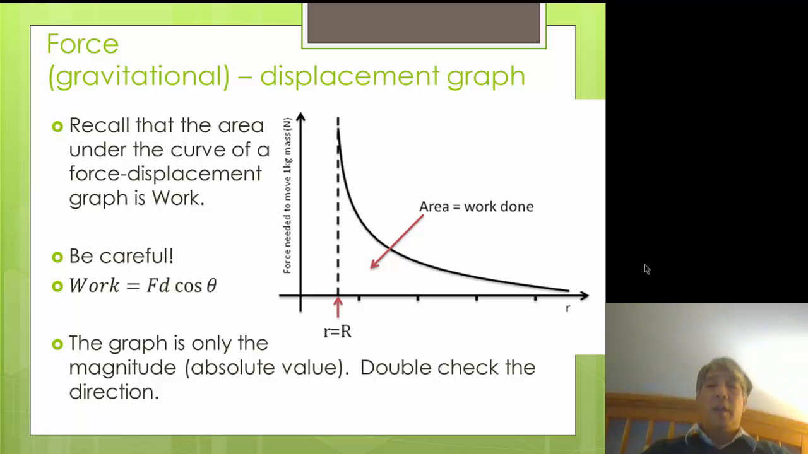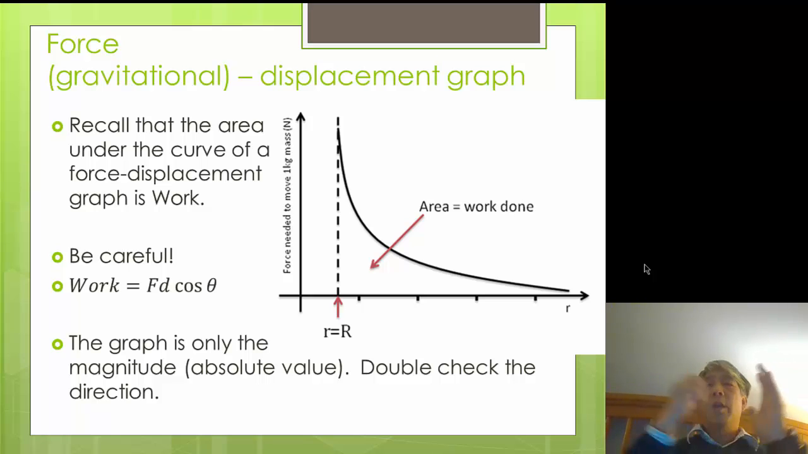Okay, and so I need to look at the direction of displacement. Is it towards or away? And the direction of force, is it in the direction of the displacement? Because the cosine theta will tell you if that work is positive or negative. So in this case, if I'm moving the object away from the planet, I'm increasing the gravitational potential energy. The amount of work that I'm doing from an external force is positive work, because I'm applying the force away and the displacement is away.